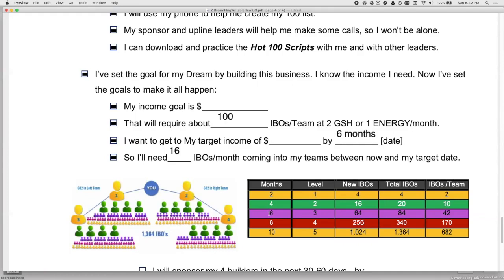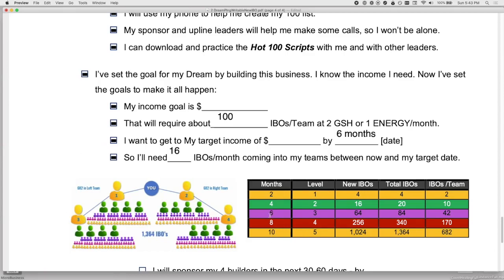If you do 2 more months, right, now you've got all the purple have come in because the green sponsored the purple. So now you're down 3 levels. You have 64 IBOs on that level for a total of 84, because 64 and 20 is 84. So you're only 10 months in. This next group of yellow, that's your 5th level. There's 1,024 for a total of 1,364, or 682 on each side. That's what we looked at when we were looking at the legacy. Remember, 682, 682. This is how fast it can go.